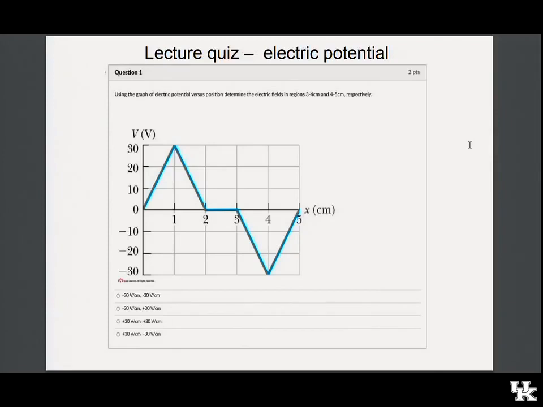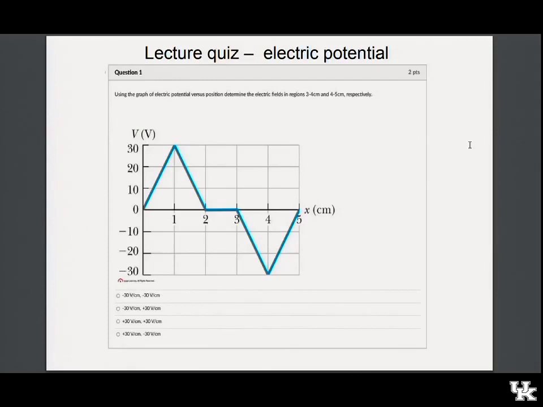if the slope's uphill, that's a positive slope, then the field is going to be a negatively directed field. So look here, this is downhill, so this is going to be a positive field. This is uphill. This is going to be a negatively directed field. So this is downhill just like this was downhill. So this region 3 to 4 and this region 1 to 2 have the same directions of the fields. This region here, 4 to 5, is uphill. It's just like this region, 0 to 1, was uphill.